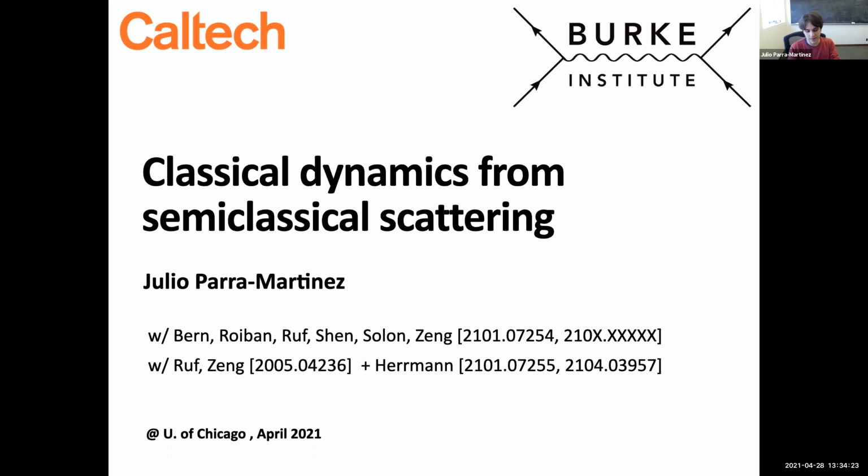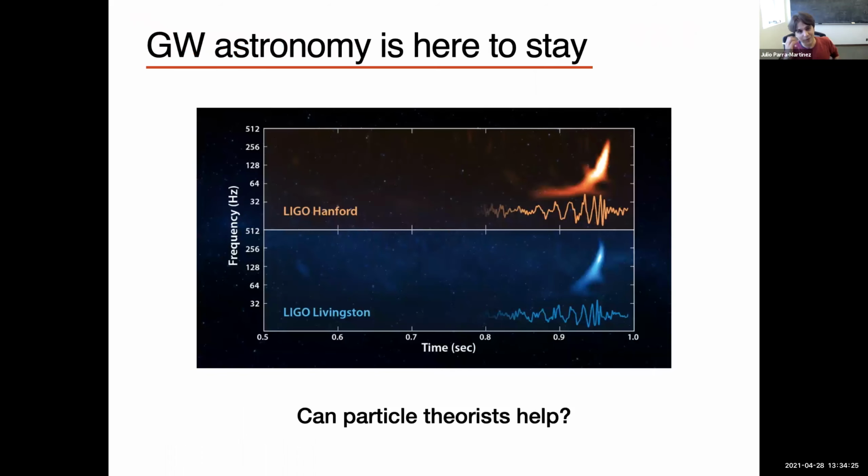All of this comes from originally the great and amazing measurement of gravitational waves at LIGO, and I think many of us ask, can we help? Can we do anything to help this effort, even as particle theorists?